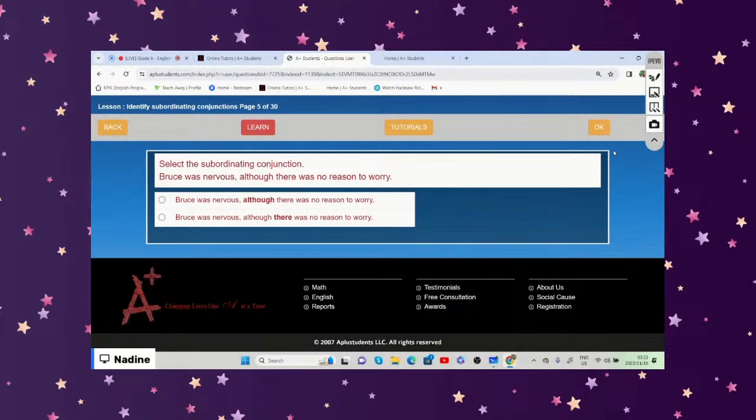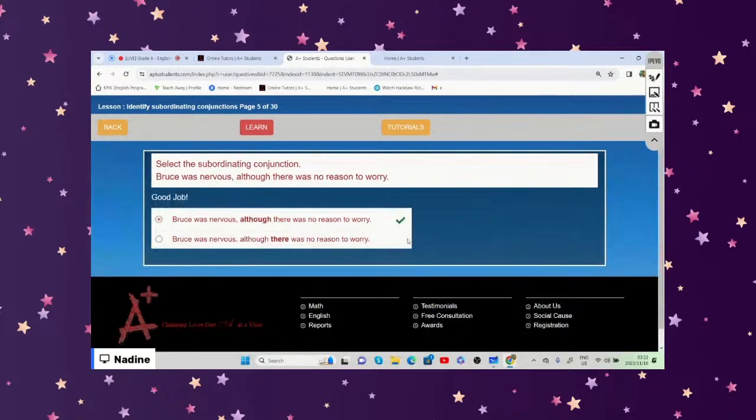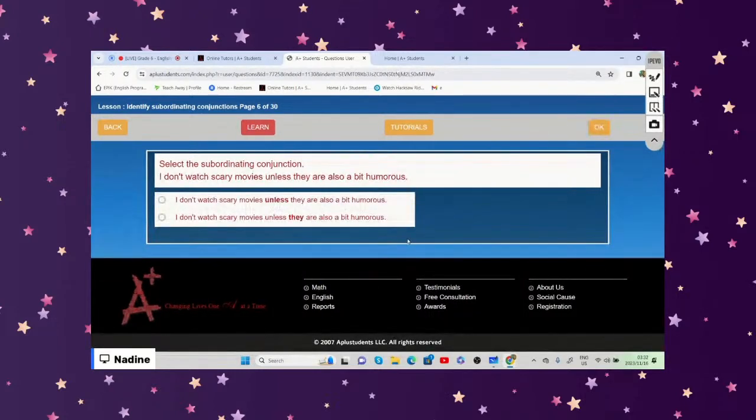All right, so if we select our subordinating conjunction, we are going to say it is although, which means that although there was no reason to worry is our dependent clause. So although is our subordinating conjunction. Well done.